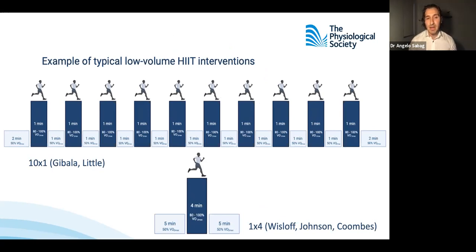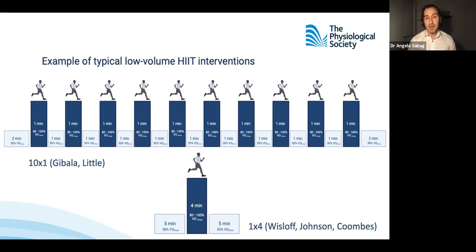Now, the first, which is promoted by and implemented by Martin Gibala and Jonathan Little, is 10 by 1. So they have 10 intervals of 1 minute, at around 80 to 100% VO2 max, and this is interspersed with 1 minute recovery. So it's a 1-to-1 ratio of work and rest.